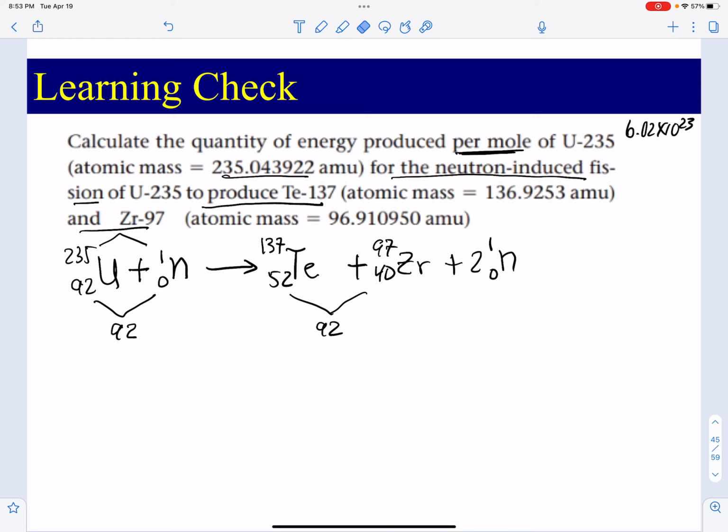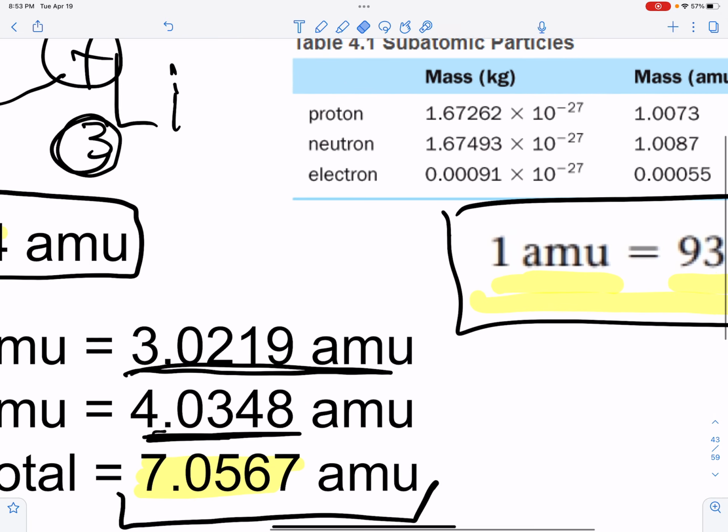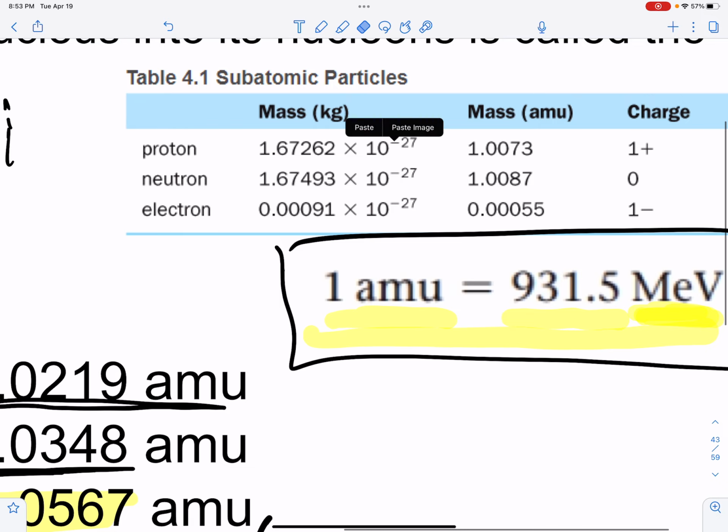So I know the weight of what I'm dealing with, right? I know that the uranium-235 is going to be 235.043922 atomic mass units. I know that the neutron is how much? We said that the neutron was going to be 1.0087.